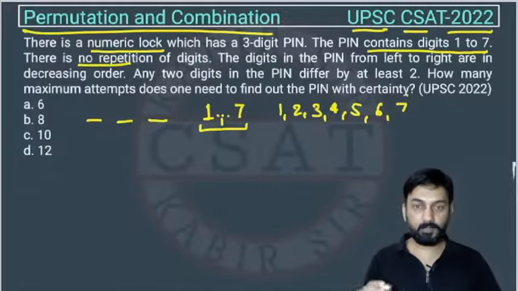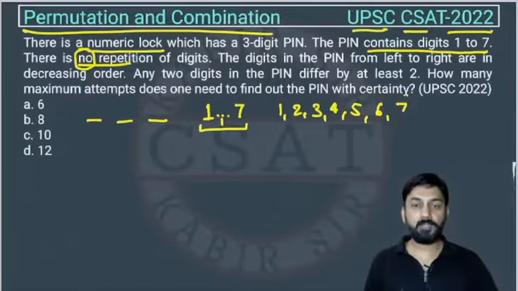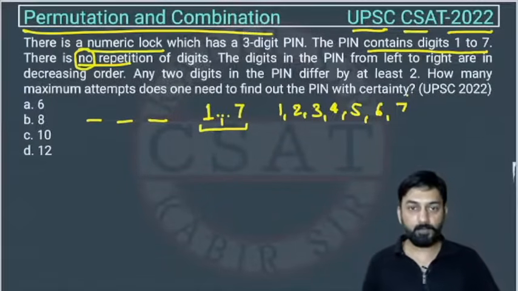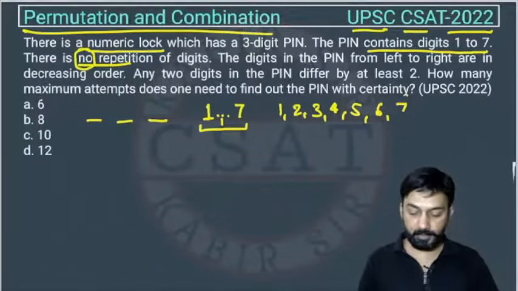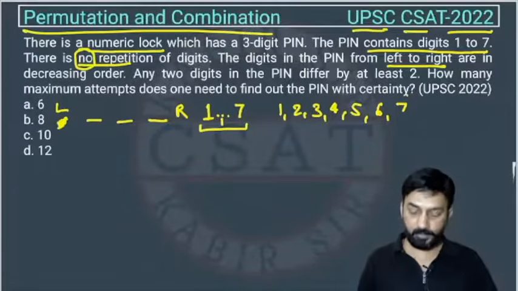There is no repetition. Now they have given the condition, there will be no repetition. There is no repetition of digits. So the password cannot be 444, 333 or 443, because in these we have repetition of digits. Now the digits in the pin from left to right. So this is left, this is right. Don't get confused in that, right? This is right, this is left, right?